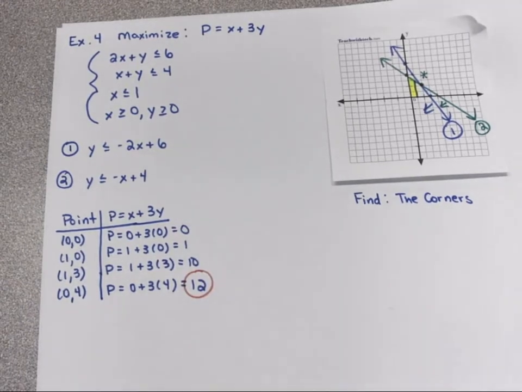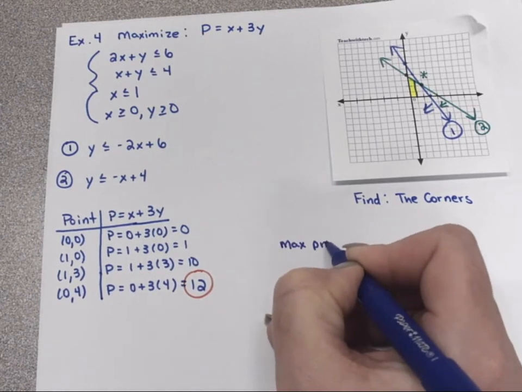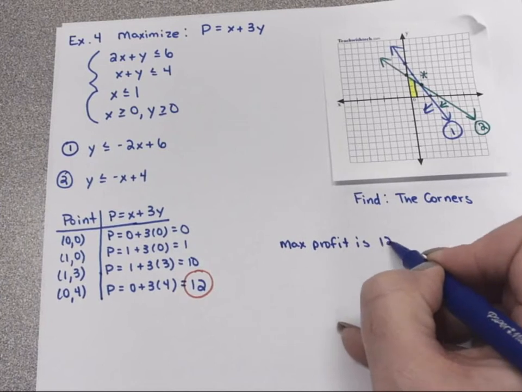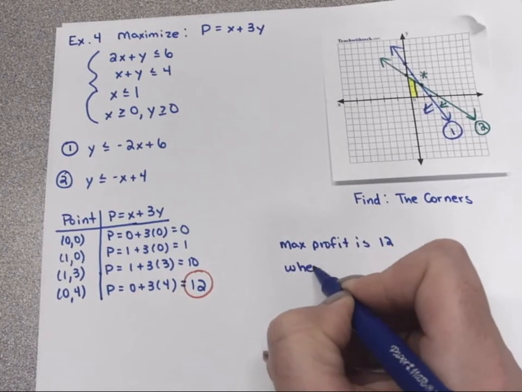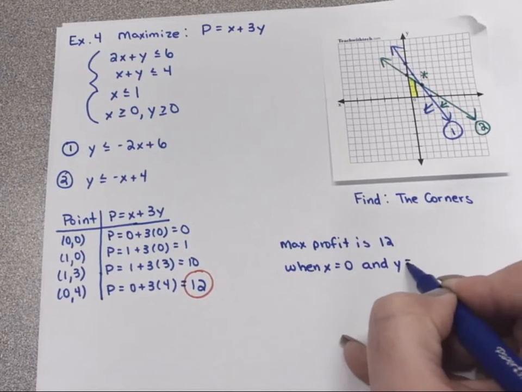Okay. And notice that we find it by basically selling all of one item and none of the other. So the max profit is 12 when x is 0 and y is 4.